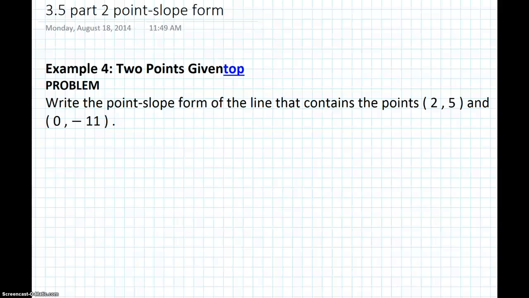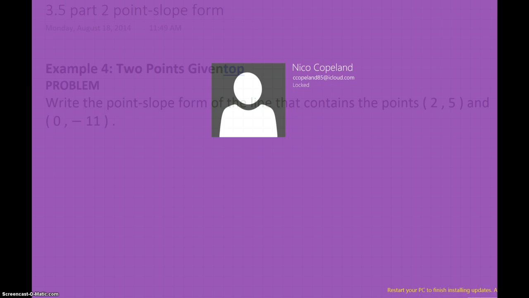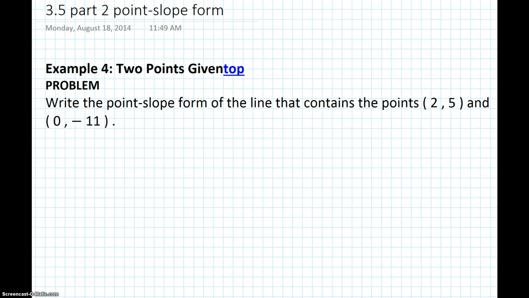All right, this is 3.5, part 2, point slope form. We've got example 4 here. Two points given. We want to write the point slope form of the line that contains the points (2, 5) and (0, -11). So first of all, the point slope form.